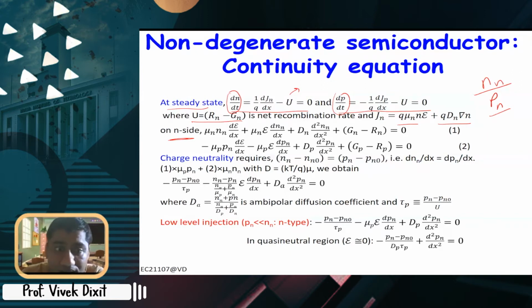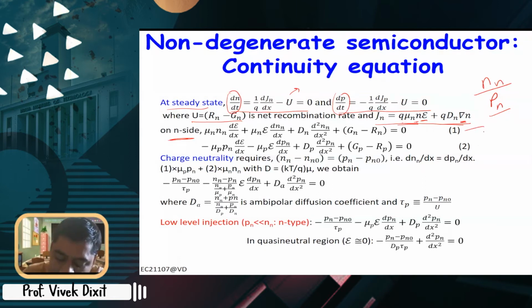So when you substitute Jn and Jp in the respective equations, in the first equation, if you substitute Jn, what will you get? (1/q) dJ/dx. So d/dx will give your three terms: d/dx, dn/dx, and d²n/dx². Similarly for holes, you have d/dx, dp/dx, and d²p/dx². So these terms, and of course plus generation minus recombination.